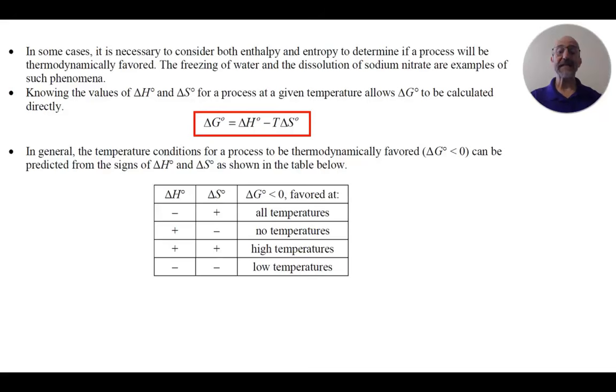Our next essential knowledge statement involves this table. In general, the temperature conditions for a process to be thermodynamically favored, in which delta G is negative, can be predicted from the signs of delta H and delta S, as shown in the table below. So what I'm going to do is break down each row of the table by showing you this equation, delta G equals delta H minus T delta S, and considering the four possibilities.